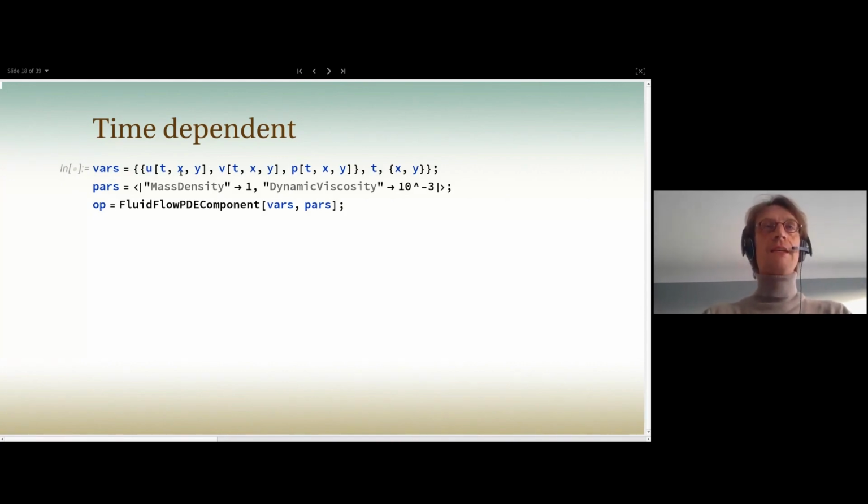So setup is u, v, and p time dependent. I specify a mass density of 1, dynamic viscosity of 10 to the minus 3. And the operator is then just calling the fluid flow PDE component. It generates the operator.